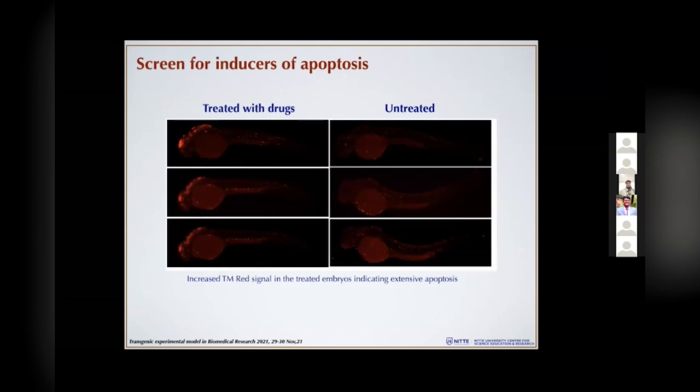You can also look for inducers of apoptosis. Suppose you are looking at an anti-cancer drug, obviously you need to have a drug that can induce cell death. On the left-hand side, you have more TMR red signal compared to the right-hand one. So perhaps the ones that are inducing cell death could be good potential anti-cancer drugs, which can be investigated further. Next slide.